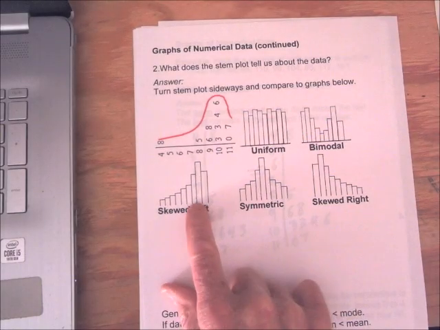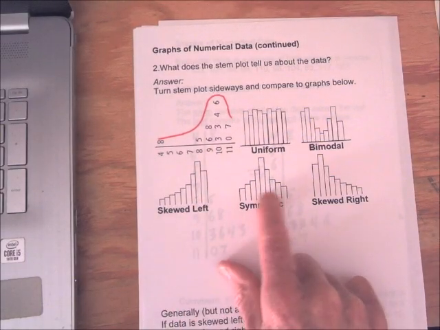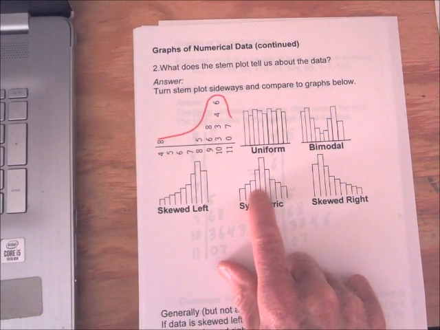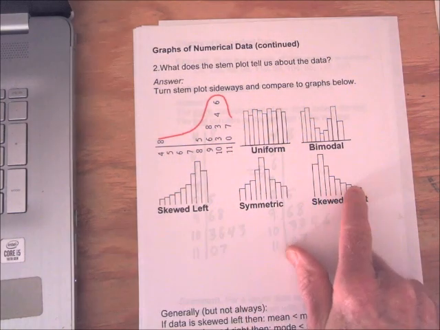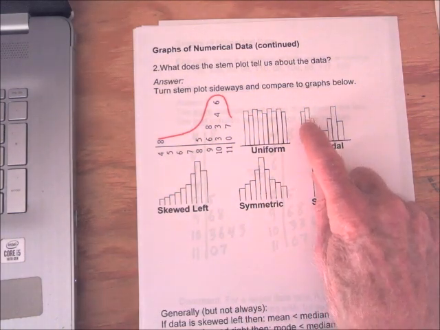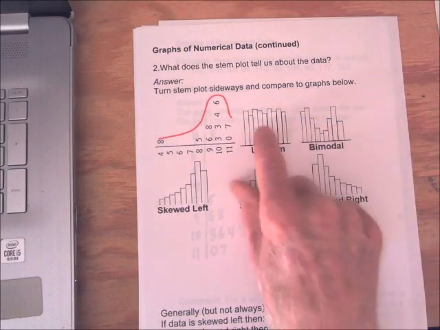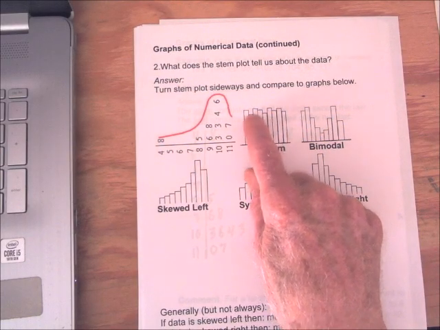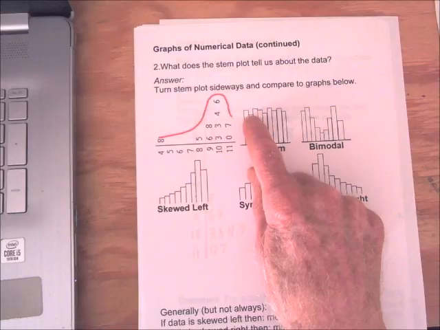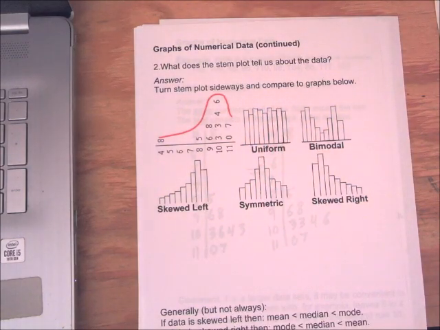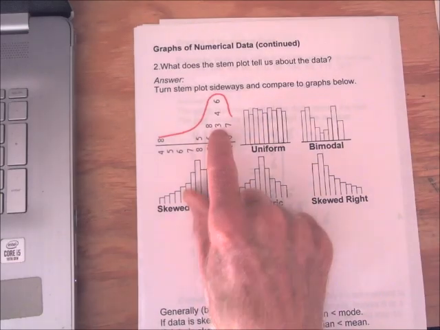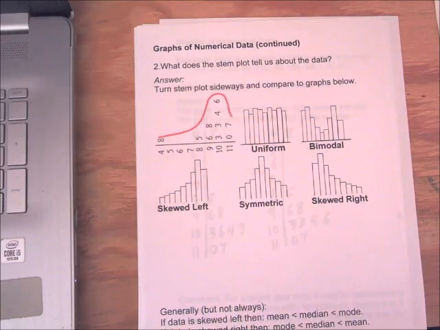So skewed left is the longer tail is on the left. Symmetric, left side is the mirror image of the right side. Skewed right, the longer tail is on the right. Bimodal would be there's two main clusters. Uniform means all the rows are more or less even, or close to being even. But so this looks like it's one main cluster and skewed left, and maybe an outlier of 48 ounces.